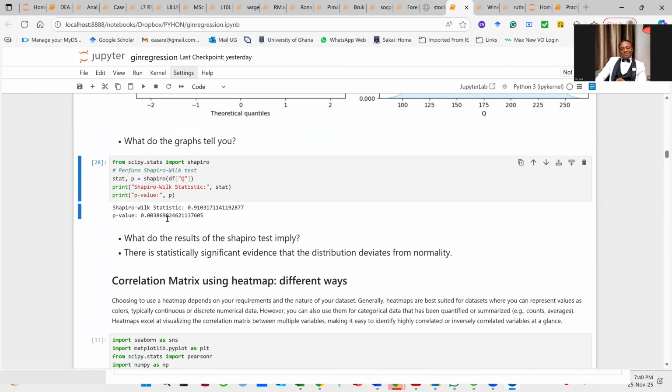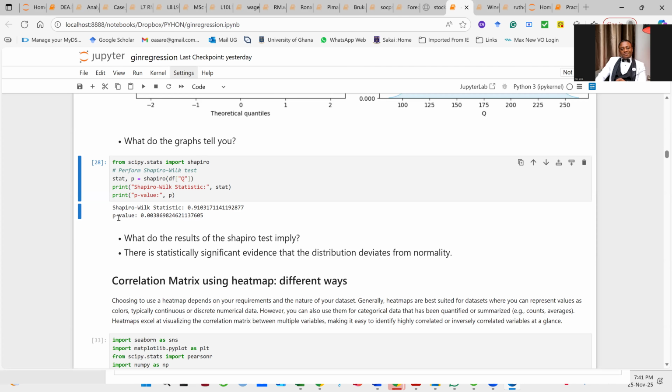Whenever the p-value is bigger than 5%, or when it's 5% or more, the data is normally distributed. Take note. When it is 5% or more, the data is normally distributed, which means when it is less than 5%, the data is not normally distributed.